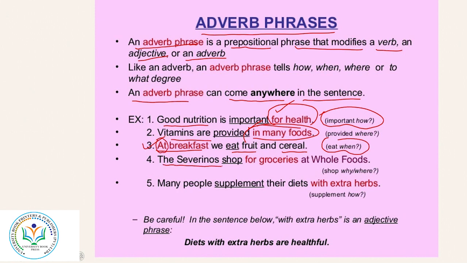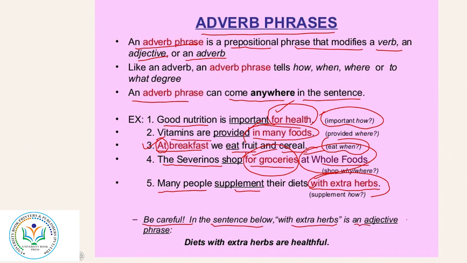The Severinos shop for groceries at Whole Foods. For groceries at Whole Foods. The place and for what purpose, and for why. Why and where. Many people supplement their diets with extra herbs. How? With extra herbs. You can see at, for and with are prepositions. Be careful in the sentence below. With extra herb is an adjective. Extra herb, what is it?